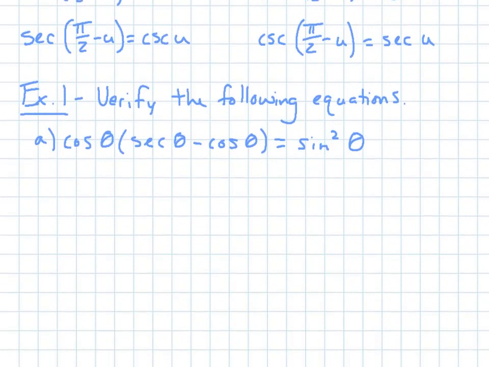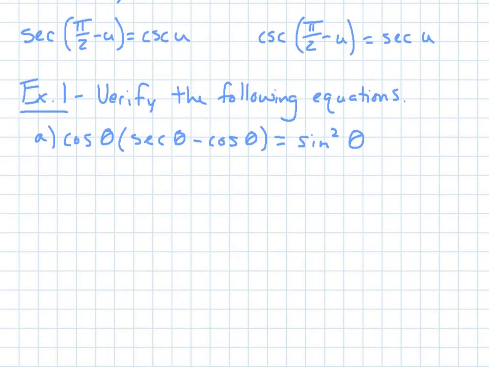Okay? So for example 1, we want to verify that both sides are equal to one another. It says cosine theta times secant theta minus cosine theta is equal to sine squared theta. Generally how I tackle verifying any identity is that I deal with just one side. Pick a side and use your identities to manipulate that side to make it look like the other side. Please don't mess with both sides at the same time. It's hard to follow, plus it gets confusing at a certain point.